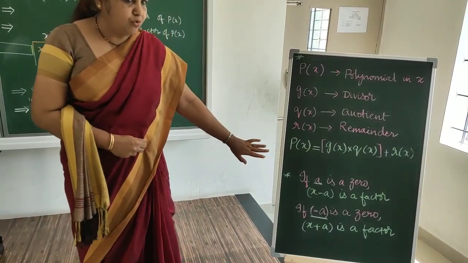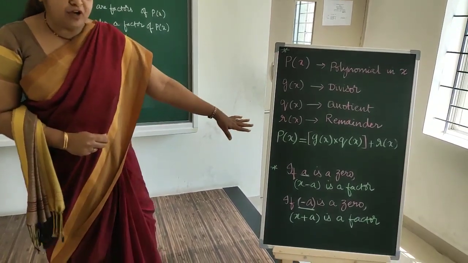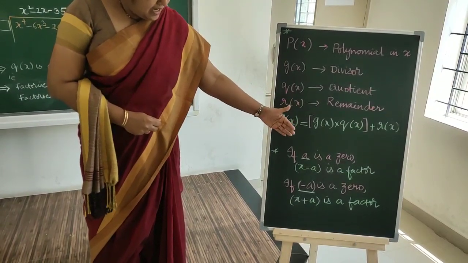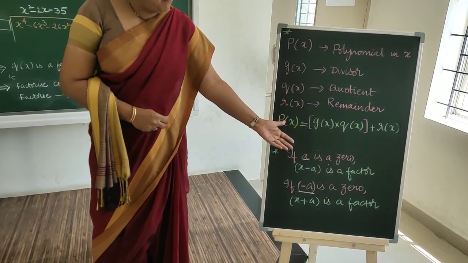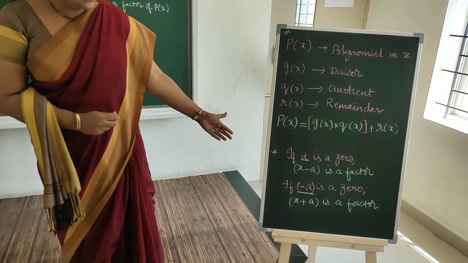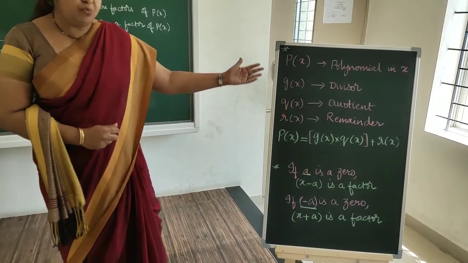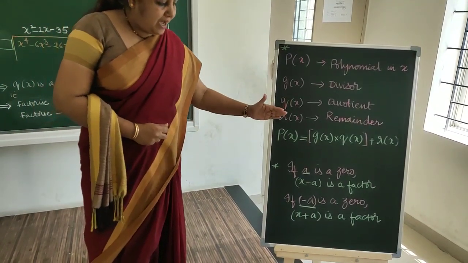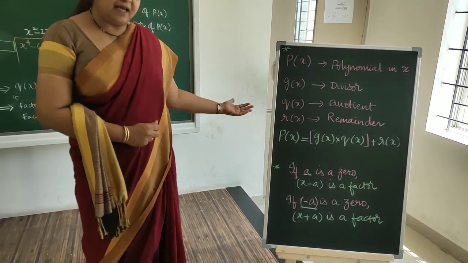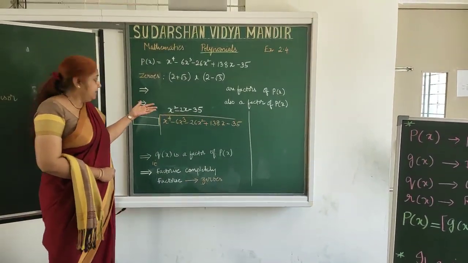Another thing that you have to know quite well is that if a is a zero of a polynomial, x minus a is a factor, and if x minus a is a factor, then a will be the zero. Similarly, if minus a is a zero, x plus a is a factor. I hope you remember these things, because we require this in order to understand what we are going to take up for today's class. Now let us move on to the problems that we were solving.